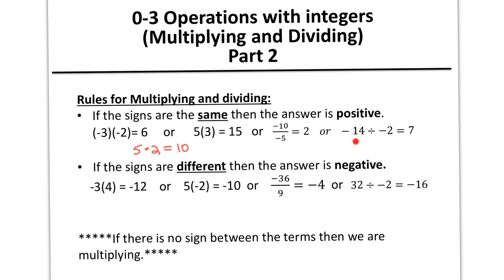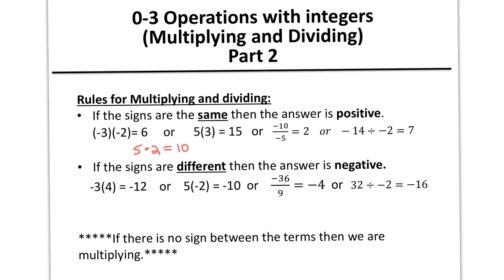Or you can look at it this way: -14 divided by -2, negative, that's the same sign. So my answer is positive. 14 divided by 2 is 7. Now, the next rule: if the signs are different, then the answer will be negative.